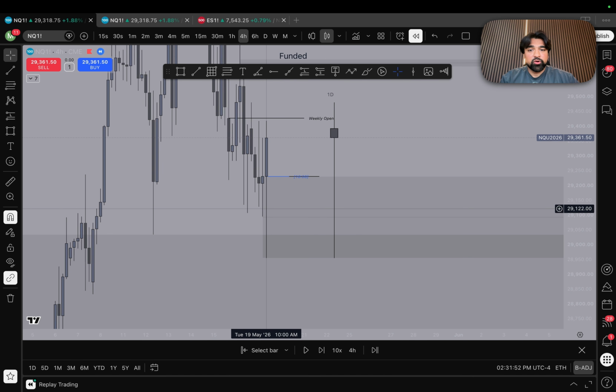Now that we have our 4-hour manipulation, we've made a rejection block. We've almost changed in state of delivery, but not quite. But we've made this rejection block, which I'm pretty comfortable with. I love the close here.